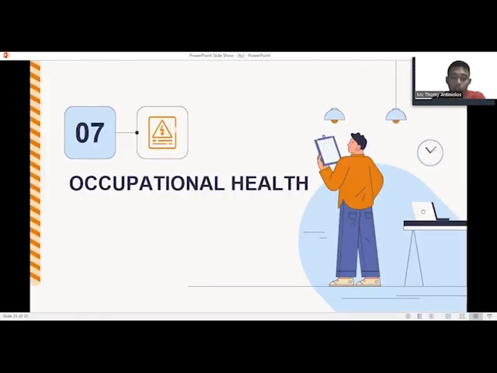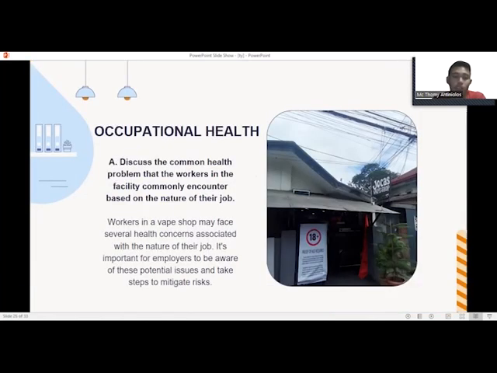Number 7, occupational health. A, discuss the common health problems that the workers in the facility commonly encounter based on the nature of their job. Workers in a vape shop may face several health concerns associated with the nature of their job. It's important for employers to be aware of these potential issues and take steps to mitigate risks.